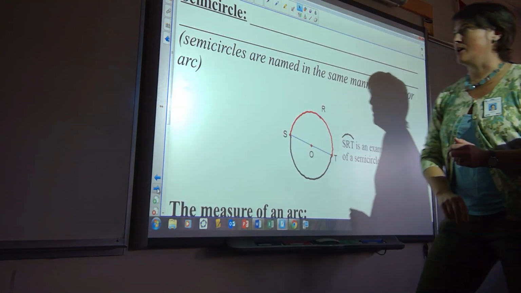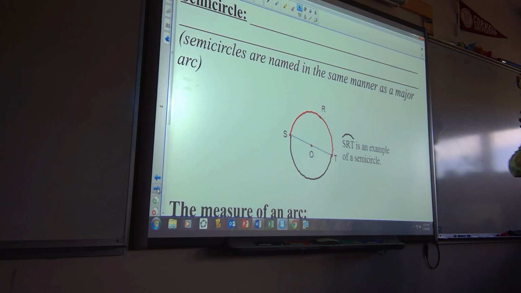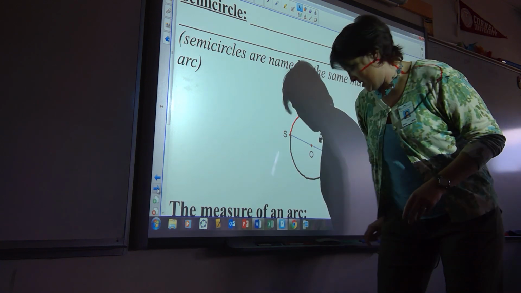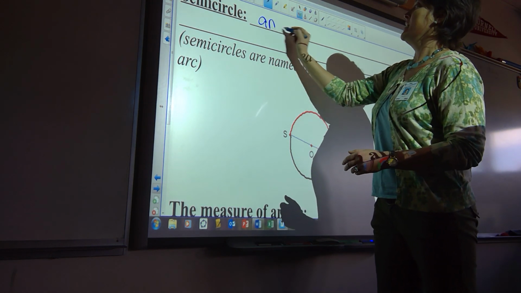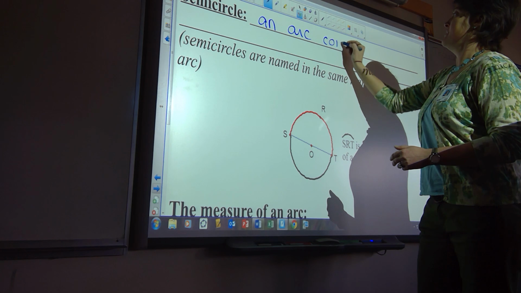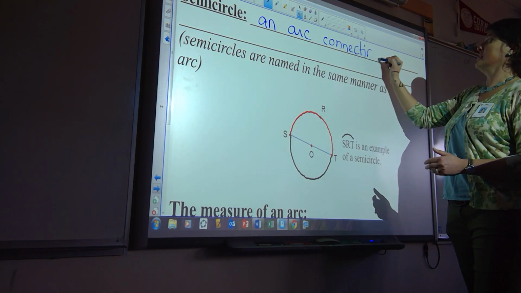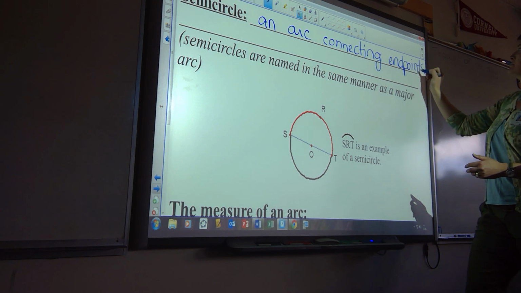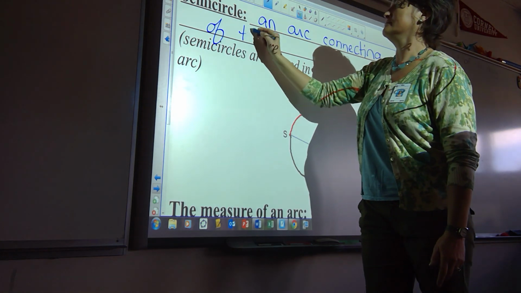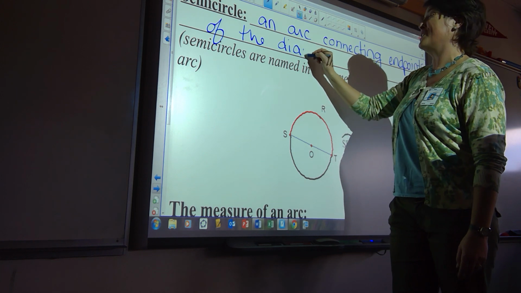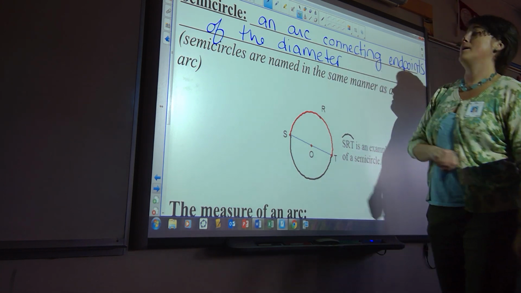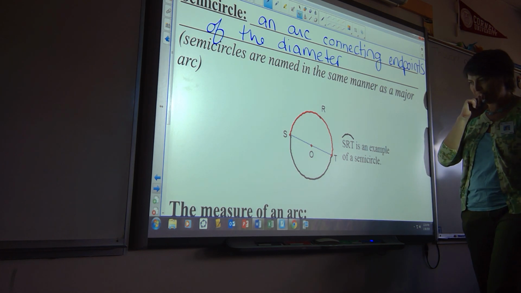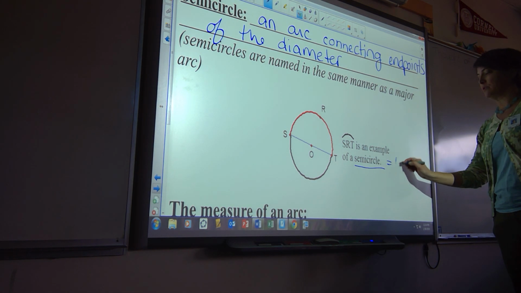Alrighty, so a semicircle is if you have an arc that is connecting the endpoints of the diameter. The diameter is going to be your friend. Always look for diameters. Okay? They give you a lot of information. The semicircle will always equal 180 degrees.